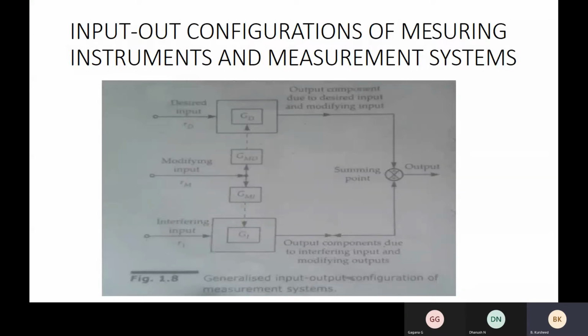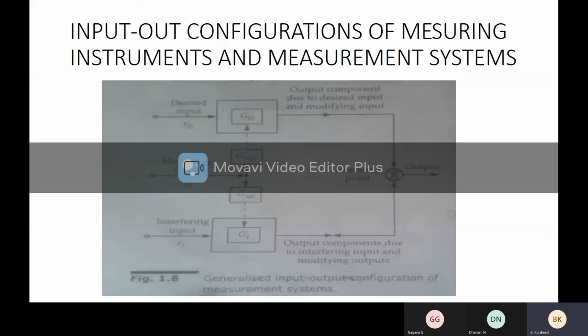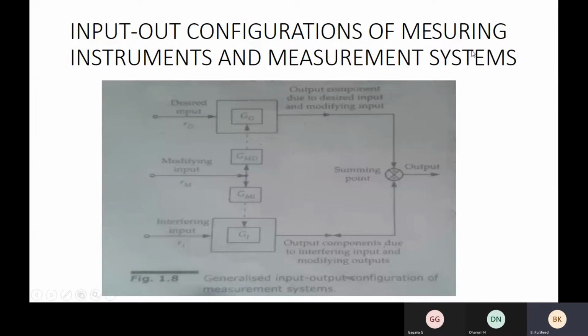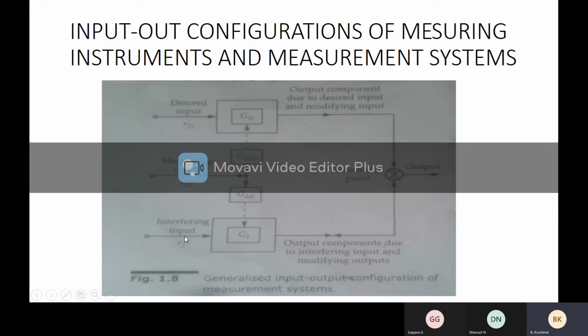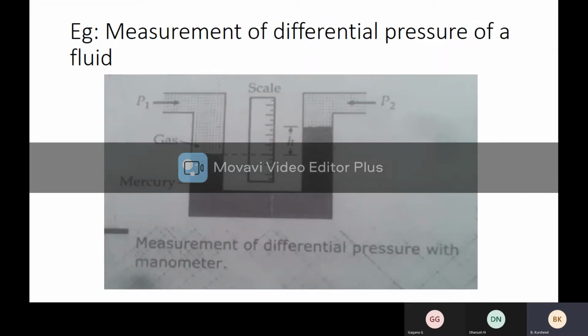But due to the presence of different types of noise and interference, not only the desired input but other inputs will also be involved without our knowledge. Those are the modifying input and the interfering input. So the output will be with respect not only to the desired input, but also to the modifying and interfering inputs. We considered one example: the measurement of the differential pressure of a fluid.